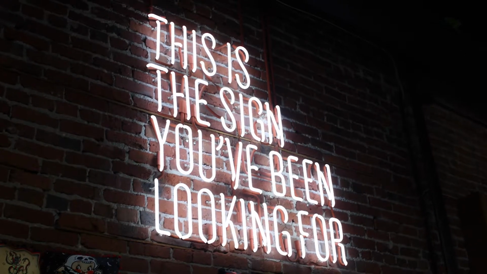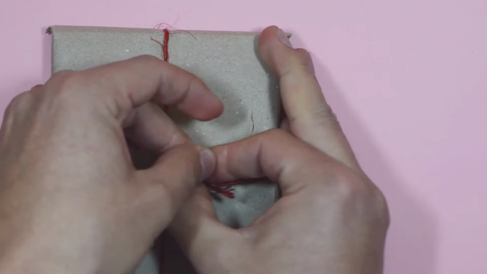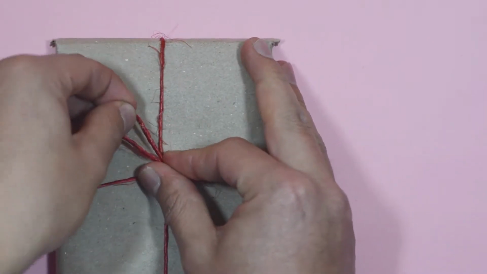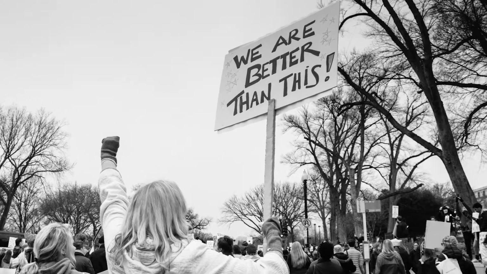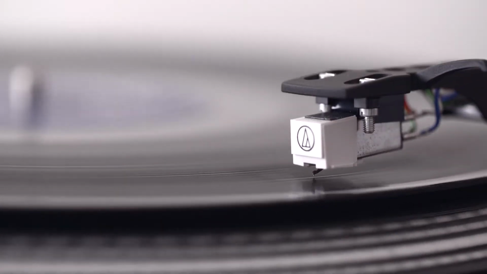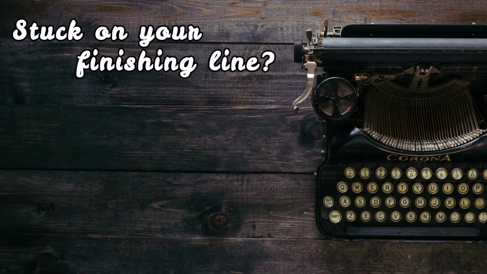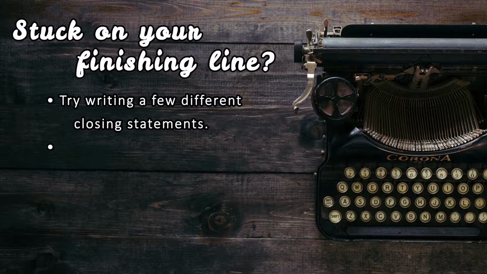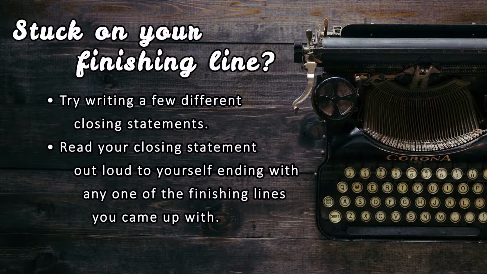Lastly, there's the final impression or the final line. If your conclusion is the metaphorical ribbon of your paper's package, this would be the bow you tie. Some people use this as a call to action, while others try to end it on a certain note. This is one of those trickier areas because it depends entirely on the paper you're writing. If you're stuck on your finishing line, try writing a few different ones, then read your closing statement out loud to yourself, and end with any one of the finishing lines you came up with.